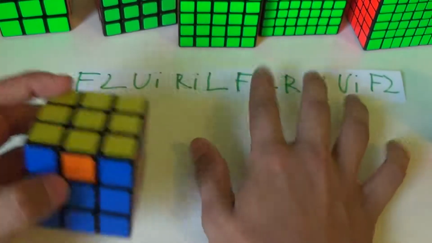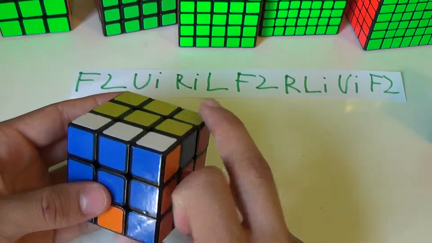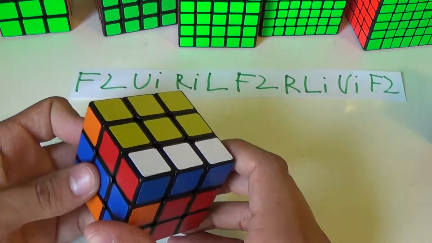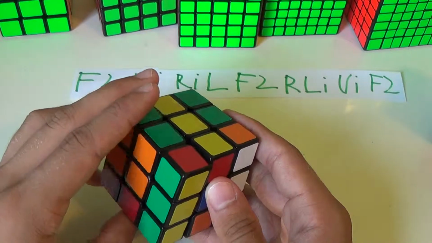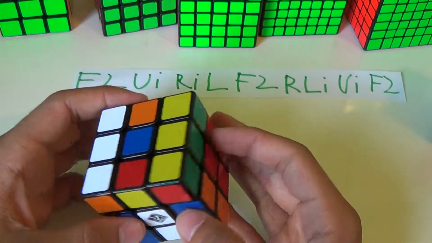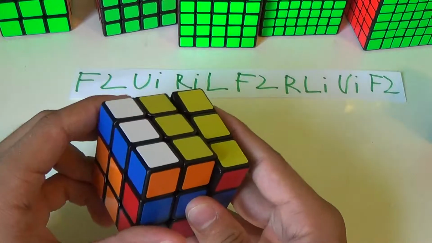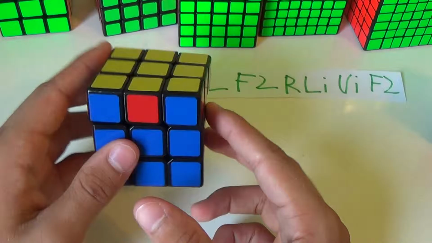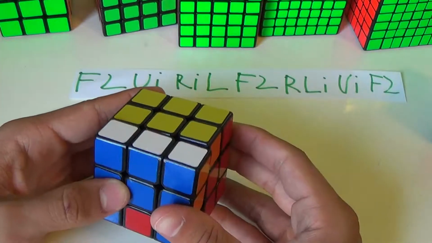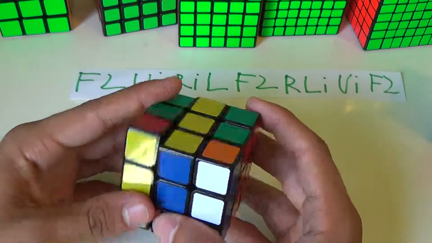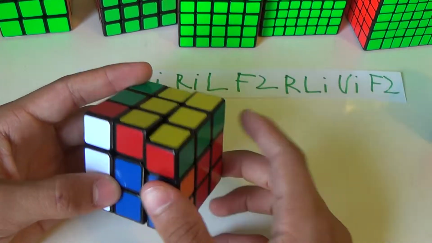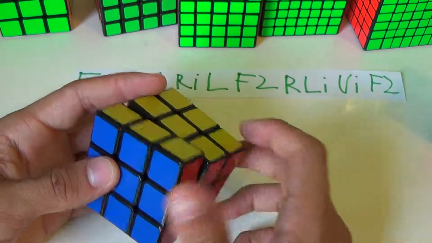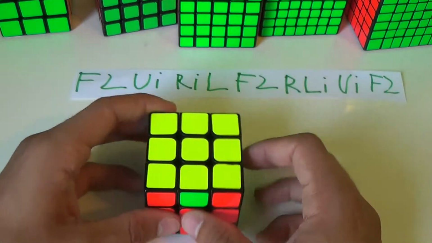So let's do it. F2, front side twice, UI, top side counterclockwise, RI, right side counterclockwise, L, F2, front side twice, R, LI, left side counterclockwise, UI, and F2. Okay, that didn't solve it, so let's just do it again. F2, UI, RI, L, F2, R, LI, UI, F2. Solved.